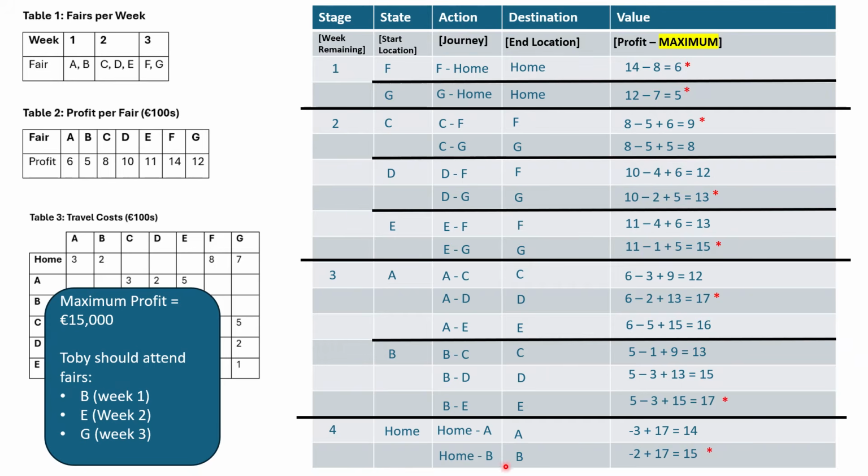And in terms of fairs, Toby should attend B first. So in week 1, he should go to B. And then if he goes from B, the optimal value tells us to go to E in week 2. And if he's at Fair E in week 2, the optimal value says go to G for week 3. And he starts and ends at home.